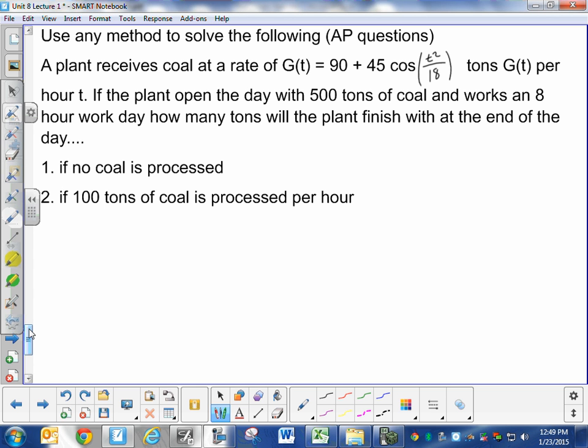Okay? Now, read this question and just pause, and we're going to talk about it for a second, because this is an actual AP question from a past year. And they use specific notation really to kind of screw you up.